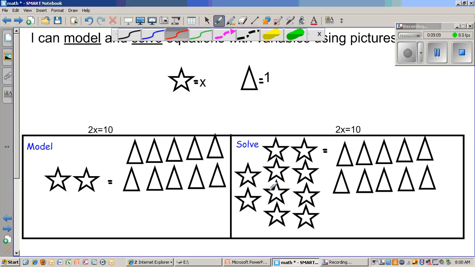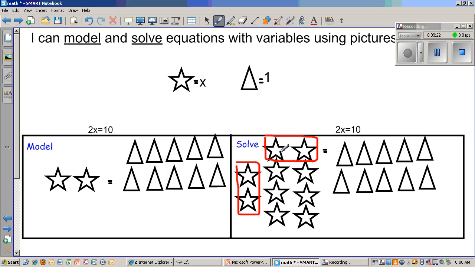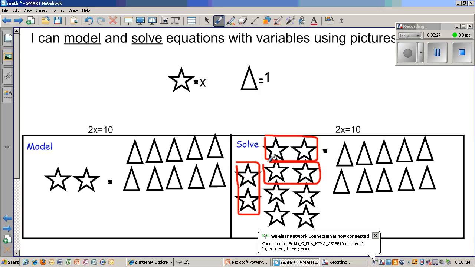And I can see that here was my original group of 2, right? So how many groups of 2 do I have? There's one group. There's 2 groups. 3, 4, and 5. So x is actually going to be equal to 5.